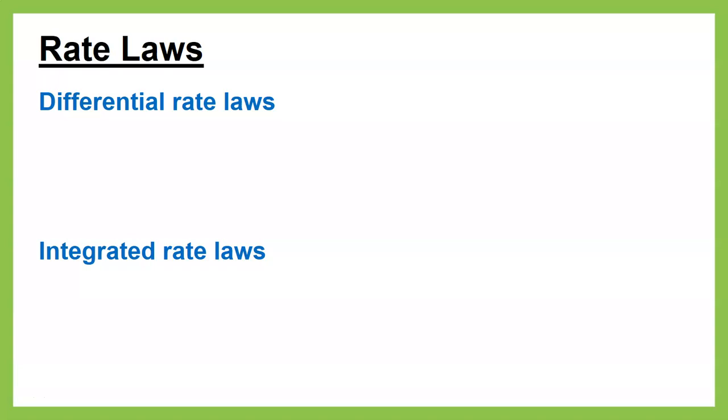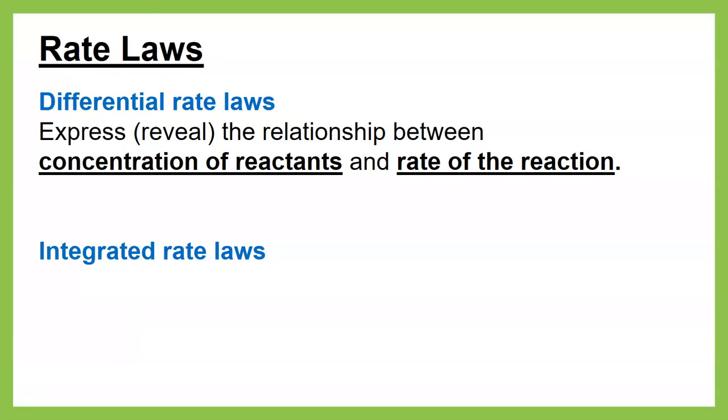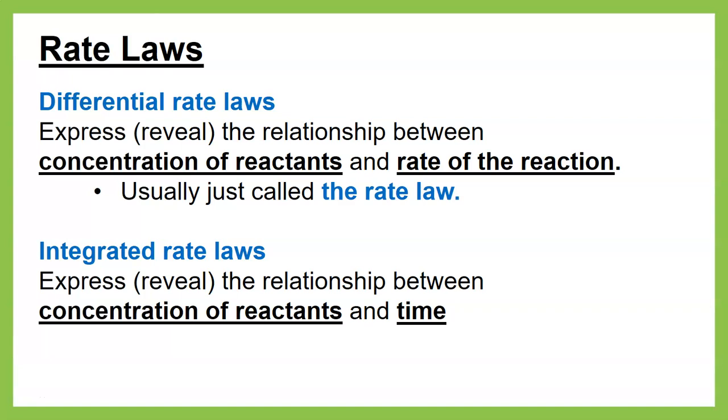So a differential rate law is the kind that you're probably used to seeing. They talk about the relationship between concentration and the rate. So we call that typically just the rate law, but really it's a differential rate law. And so when I'm trying to see how the rate changes when I double or triple the concentration, that's a differential rate law. Sometimes we want to figure out the relationship between the concentration and the time that has passed. That is an integrated rate law. That's the new kind that we'll learn about today.